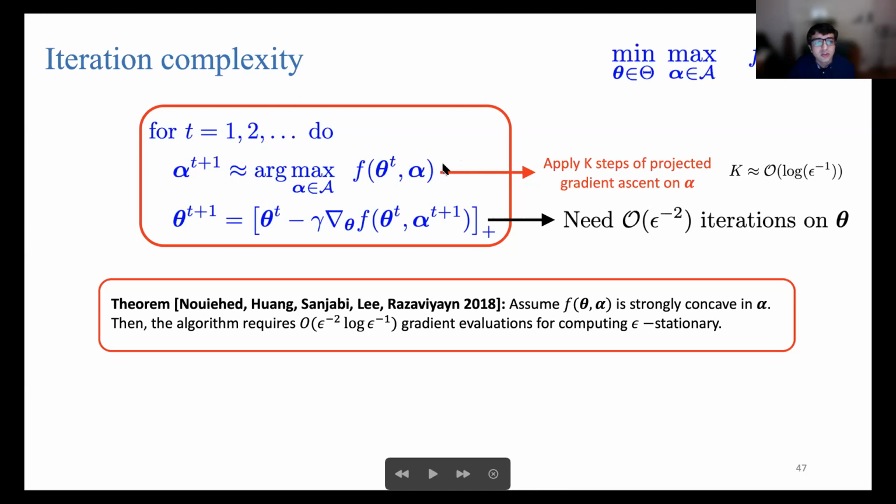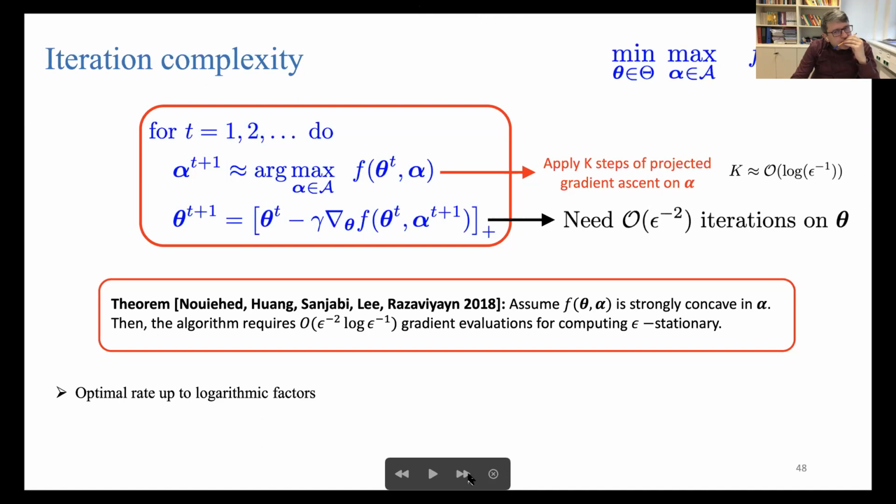So this is the strongly concave case. The iteration complexity for solving it is linear in terms of epsilon. So we need to apply k steps for solving this. For example, we can apply k steps of projected gradient ascent on alpha, where k is order log epsilon inverse in this case. So in general, we need this many gradient evaluations for computing an epsilon stationary point.